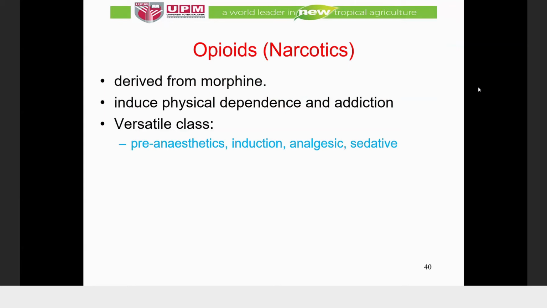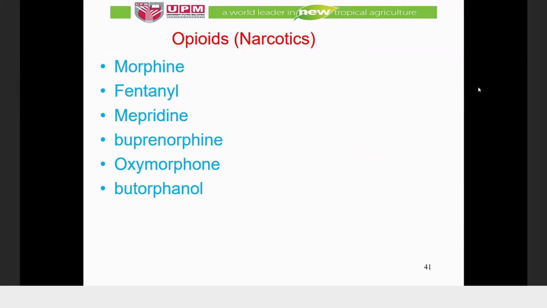Actually, opioids are a very versatile class of drugs. They can be used as a pre-anesthetic. They can be used as a co-induction for inducing animals. They are very good analgesics, and they are very good sedatives. So they cover all these aspects. The most commonly used opioids, let's go to the next slide, which are used throughout the world are morphine, fentanyl, mepridine or pethidine, buprenorphine, oxymorphone, and butorphanol. In our clinic, we have morphine, fentanyl, and pethidine.